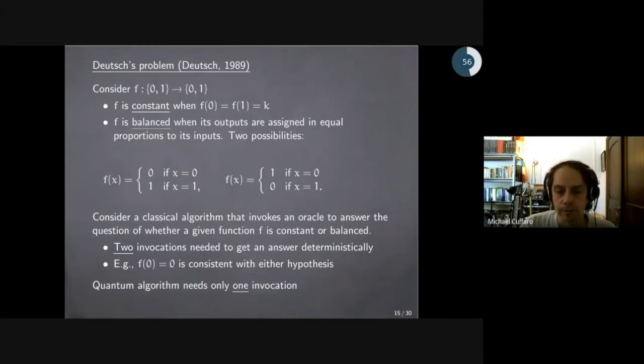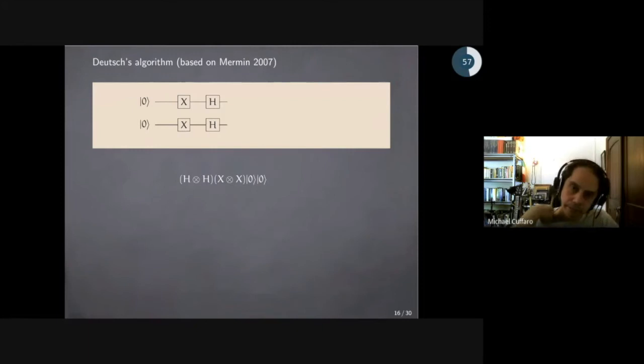Now, the quantum algorithm is going to need only one invocation of the analogous oracle in its case. Okay, so we'll see how that works. I'm basing my presentation on this really nice textbook written by David Mermin, 2007. The way the algorithm works is that we prepare 2 qubits in the state 0, the initial states. Then we begin by sending each of the 2 qubits through an X gate, followed by a Hadamard gate applied to each of them.